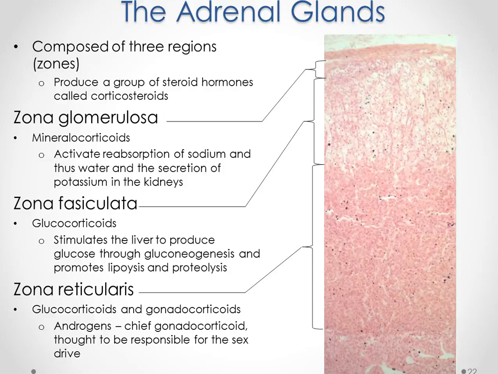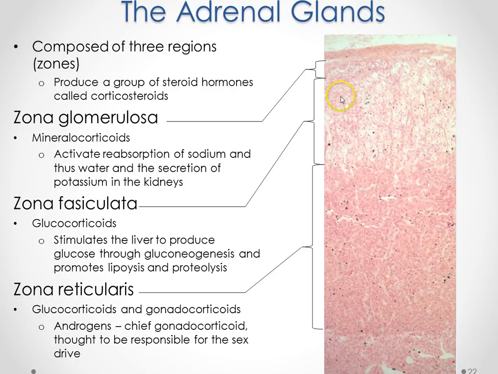I don't want you to know the specific hormones. I just want you to know what this group of hormones does. Mineralocorticoids are going to activate reabsorption of sodium in the kidneys. Anytime sodium is getting reabsorbed, the water is going to follow the sodium. So when you reabsorb sodium, you're also reabsorbing water in the kidneys. It's also going to help secrete potassium in the kidneys. So this is really going to regulate the ratio of sodium and potassium in the blood by what the kidneys are secreting or not secreting.